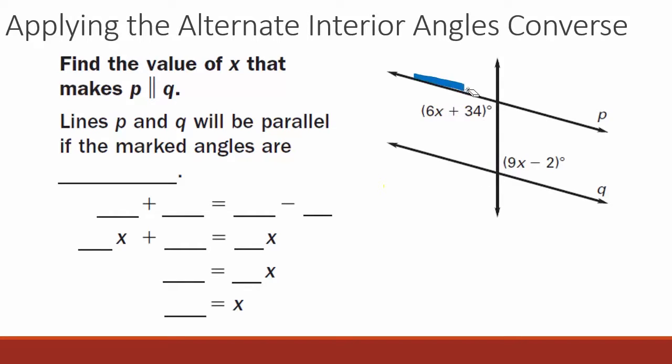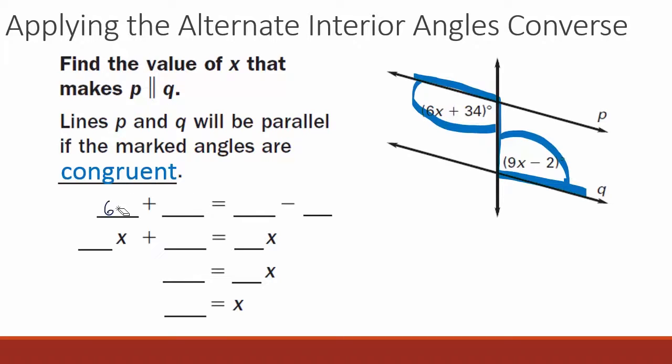If I draw my letter Z, I notice that 9x minus 2 degrees and 6x plus 34 degrees are both inside the letter Z, or you could say that they're on different sides of the transversal and inside the parallel lines. So I know that 6x plus 34 and 9x minus 2 are alternate interior angles, and I can say that lines P and Q will be parallel if the marked angles are congruent. If they are congruent, then we can set these two angles equal to each other.